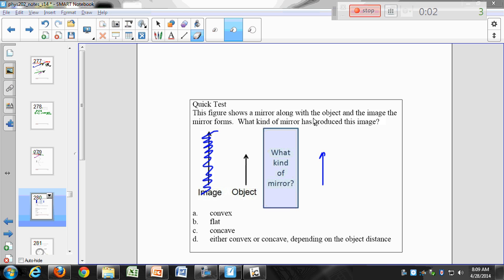This image is, what, real or virtual? Virtual. How big is it compared to the object? The same size as the object. It's also equidistant from the mirror as the object.